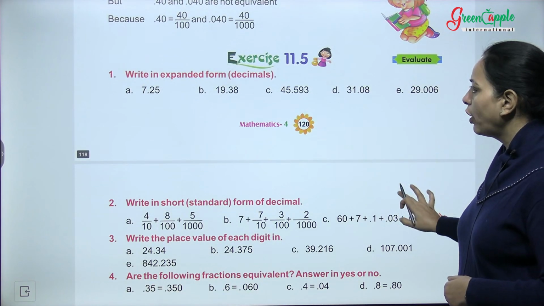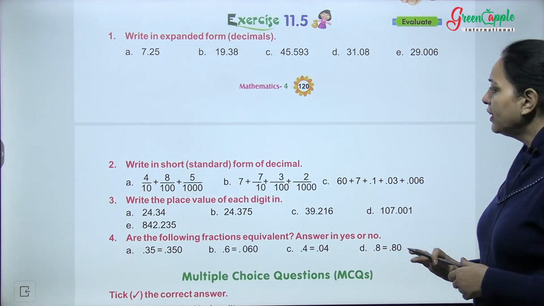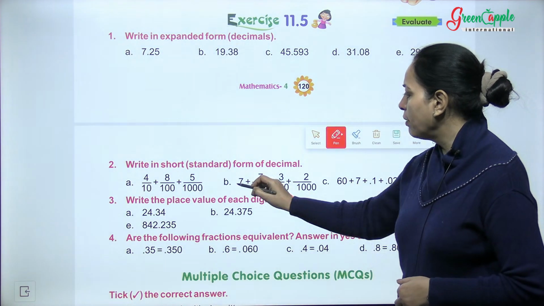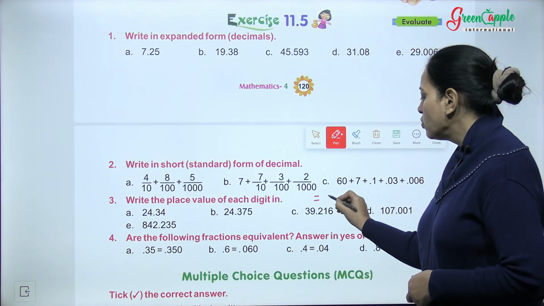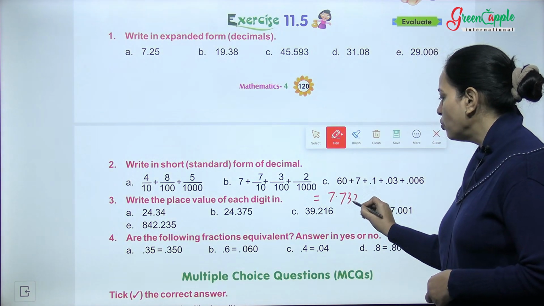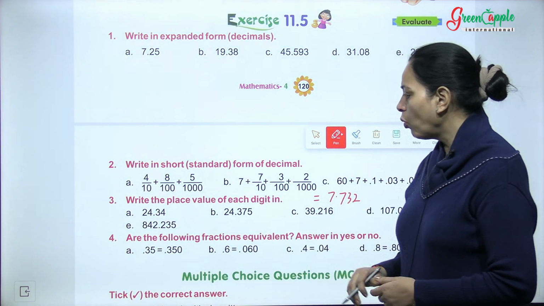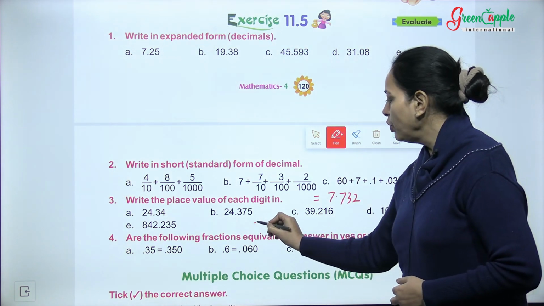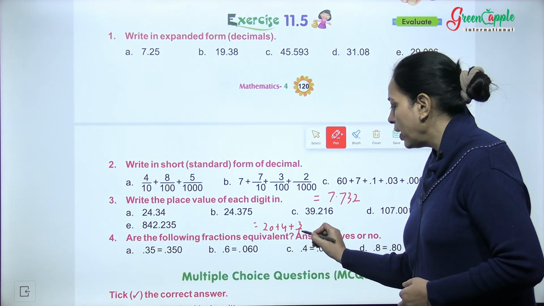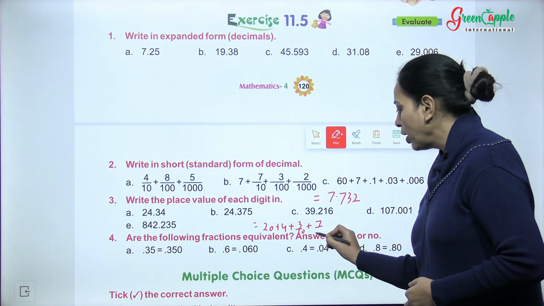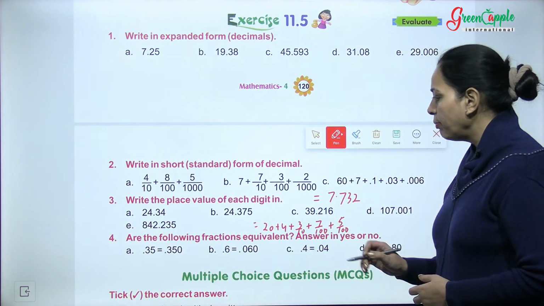Now exercise 11.5, first question: write in expanded form the decimals, so we can do it. Then the second one, write in the short form, like B part, 7 plus 7 by 10 plus 3 by 100 plus 2 by 1000. This is 7.732. Now third question, write the place value of each digit, like B part, 24.375. So what will you write? 20 plus 4 plus 3 upon 10 plus 7 upon 100 plus 5 upon 1000. Similarly, you can try the remaining parts.